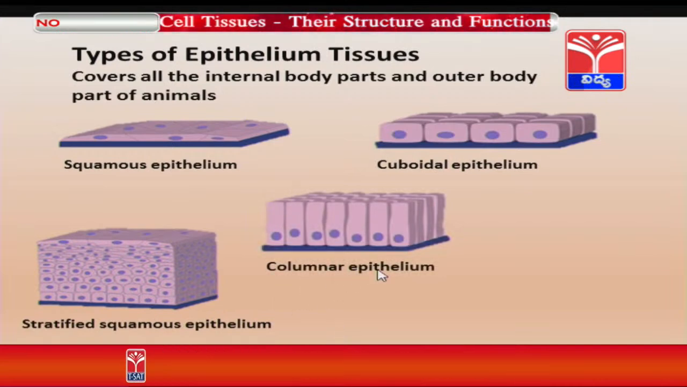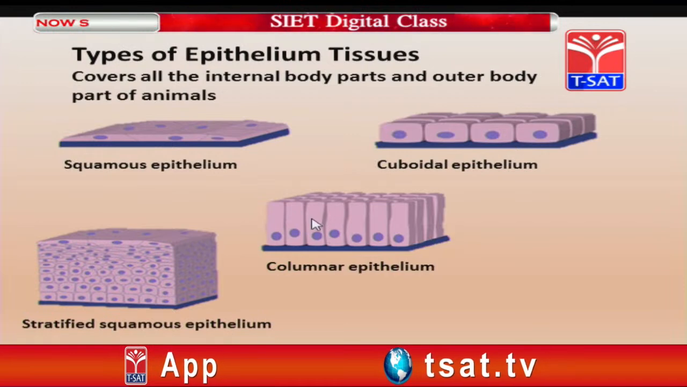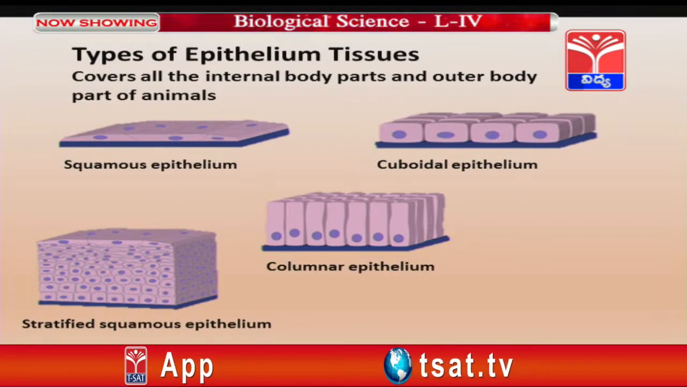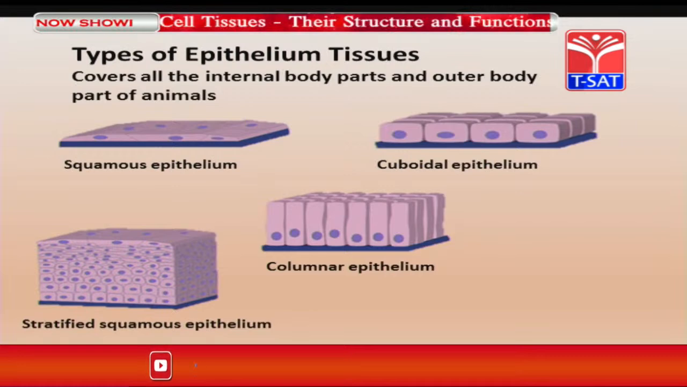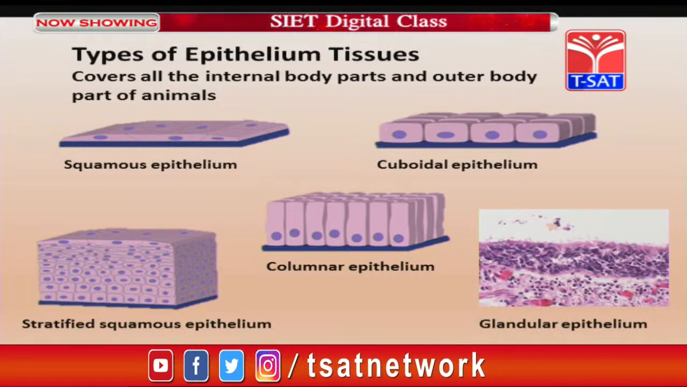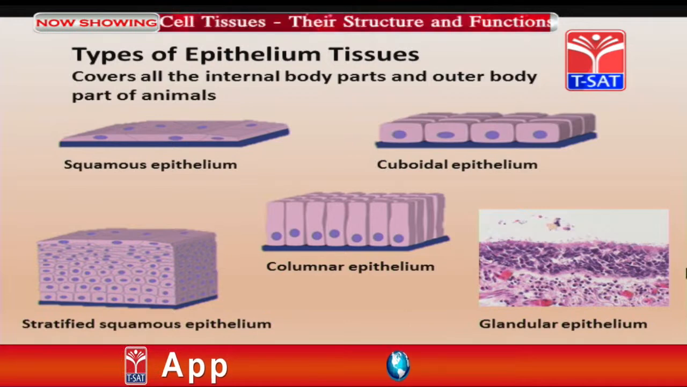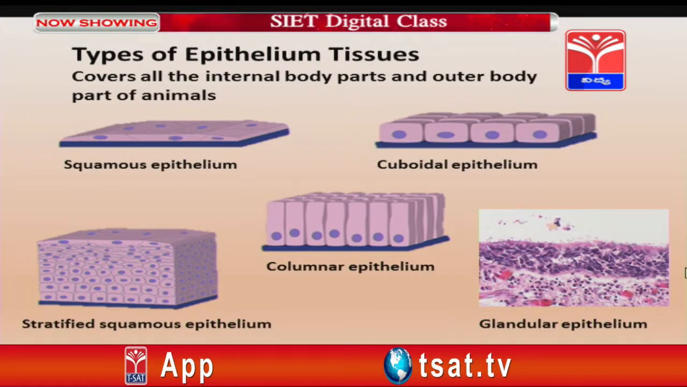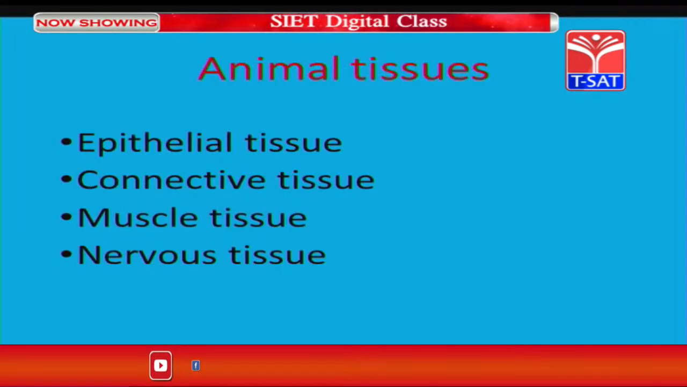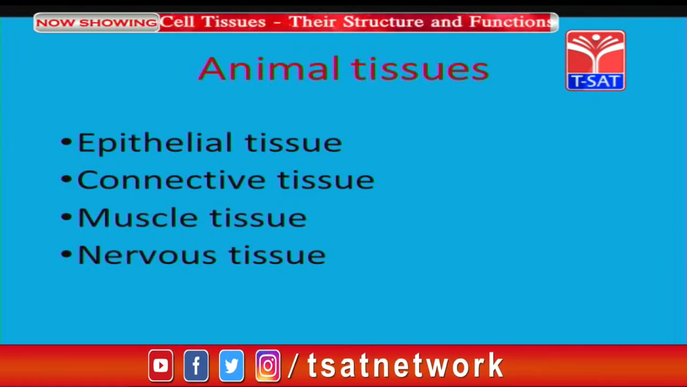Columnar epithelium. Here you can see the cells are elongated. This columnar epithelium is seen in areas where absorption and secretion occur, like in the intestine. Glandular epithelium is seen in places where secretions occur, like in glands, for example salivary glands. Now, the second type of tissue, connective tissue.